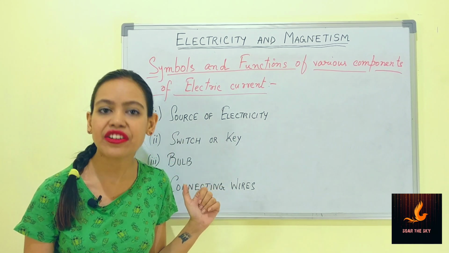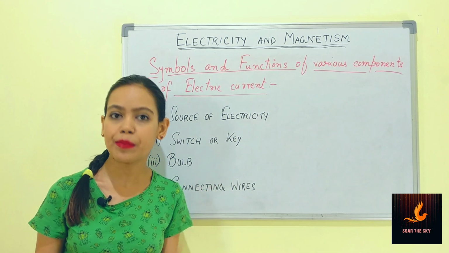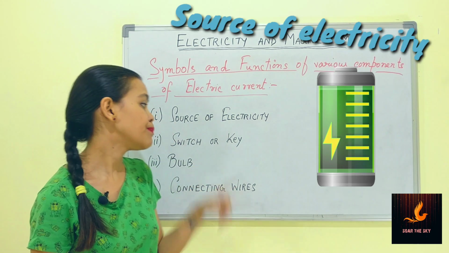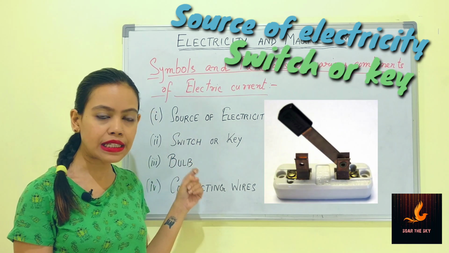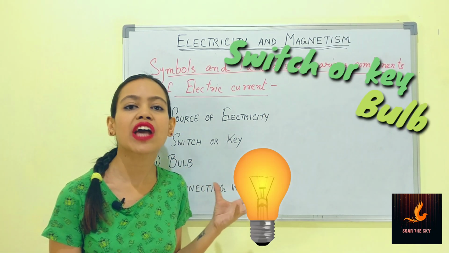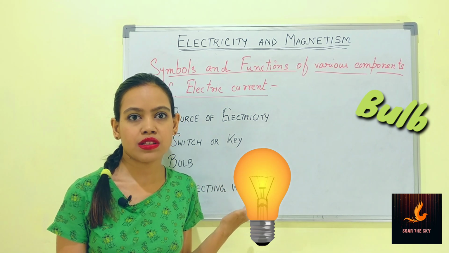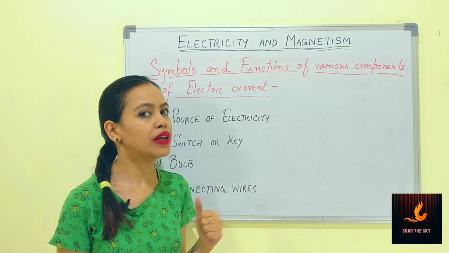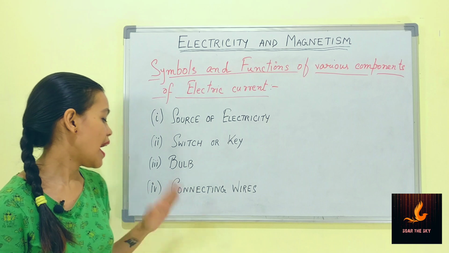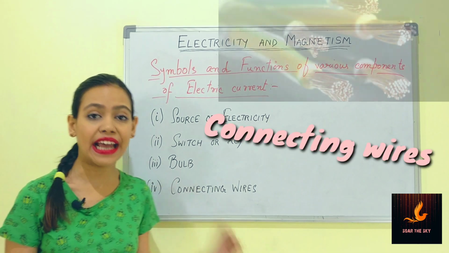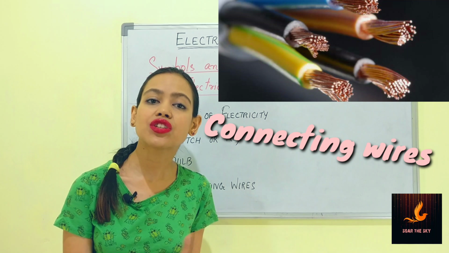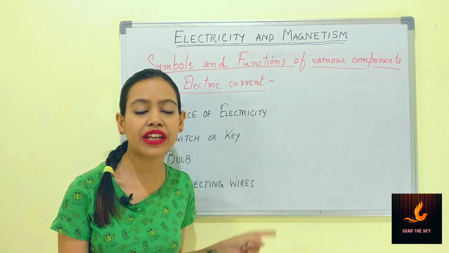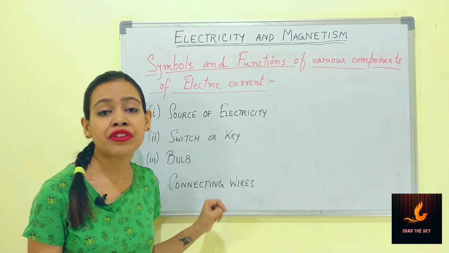The various components of an electric circuit are: number one, the source of electricity; number two, a switch or a key; number three, a bulb, which can be any electric appliance, which would indicate by glowing whether the current is properly passing through the circuit or not; and last but not the least, the various connecting wires that would connect each and every component of the circuit. Now we will go into details of each and every part of an electric circuit.